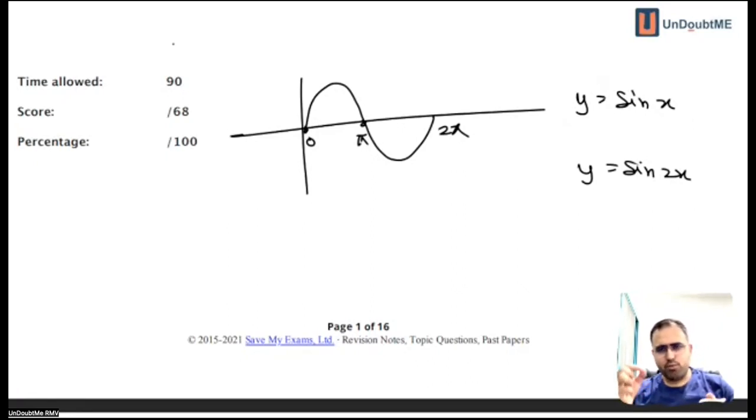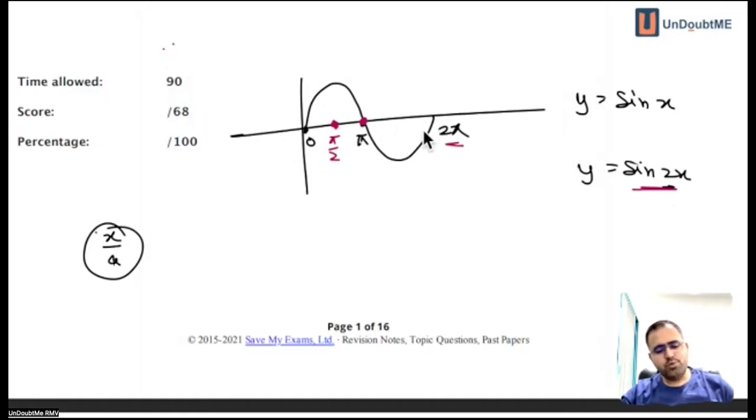Now my point is what I said earlier, that whatever is the a value, my x coordinates are divided by a. It means the coordinate which I get at pi in the sine x graph, I'll be getting at pi by 2 in the sine 2x graph. It means that the whole graph is compressed by a factor of 2, and that's why the new graph will be drawn like this.